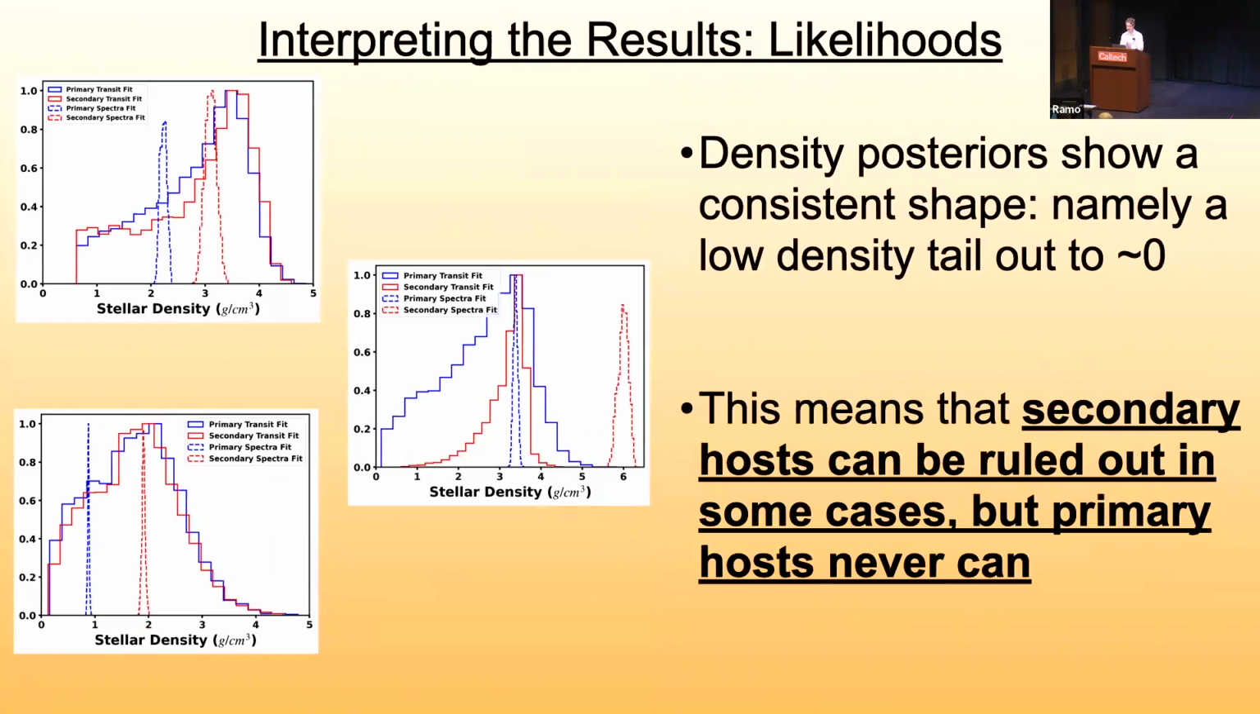So one thing to think about is the behavior of the Bayesian likelihoods that we're calculating. If you look at all these distributions, you'll see that they all show the same shape. They have a peak, and when you go to higher density values, it drops off very sharply. But at low density values, it just has this tail that keeps going pretty much all the way out to 0. So what that means is that if the peak happens around the primary star density, then it's going to drop off really quickly, and it's not really going to overlap with the secondary star. And so the secondary star host can be ruled out. But if it peaks around the secondary star, it's going to tail off and overlap with the primary star. So primary star hosts can't really ever be ruled out.